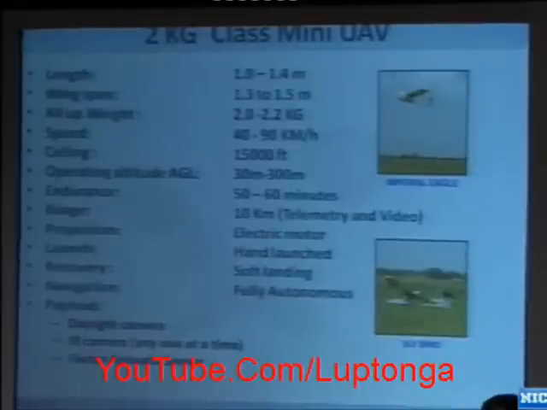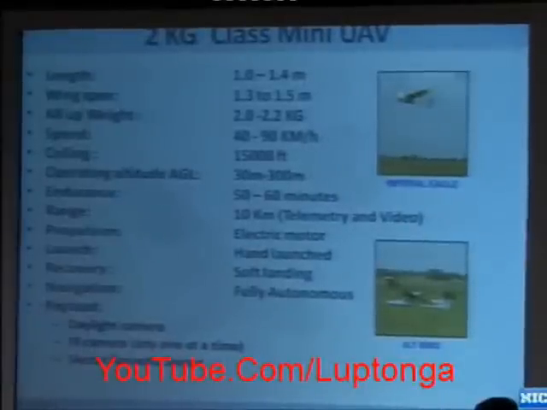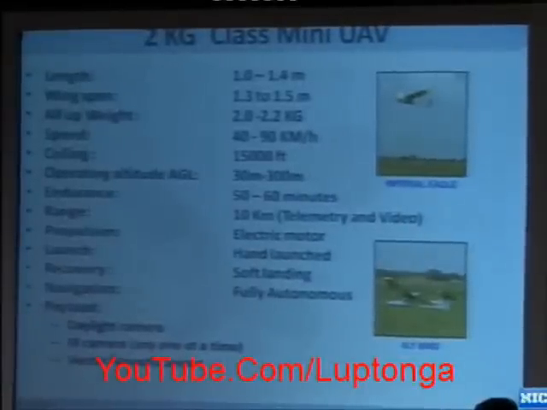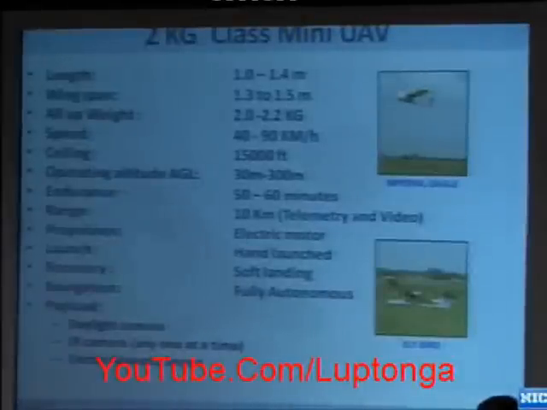And coming to the next 2 kg mini, we have done again a 2 kg. This is basically required for a low intensity conflict kind of application, which does slightly better performance in terms of endurance, in terms of ceiling, in terms of a better payload. The most important criteria here is fully autonomous, carries a better payload, uses a better picture.